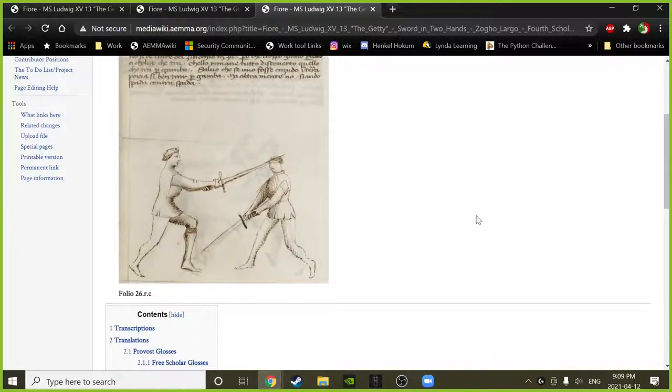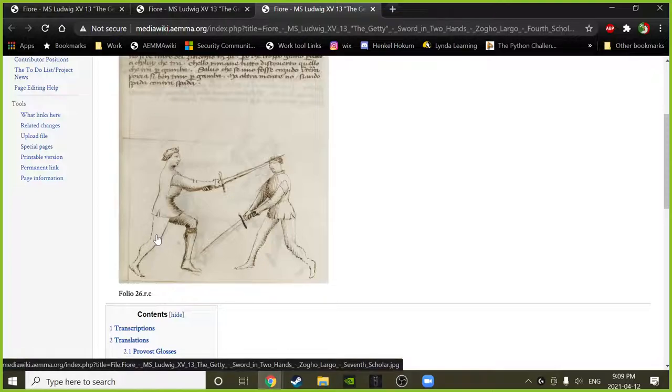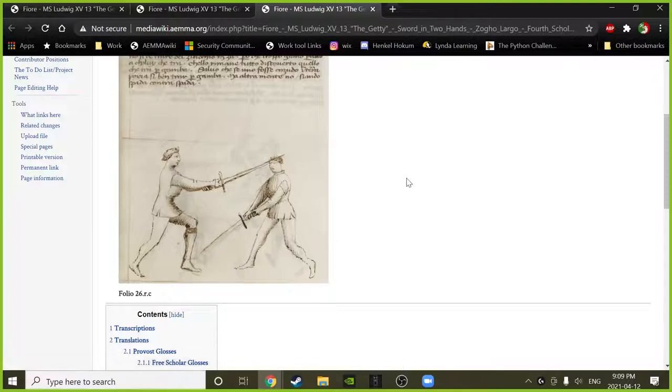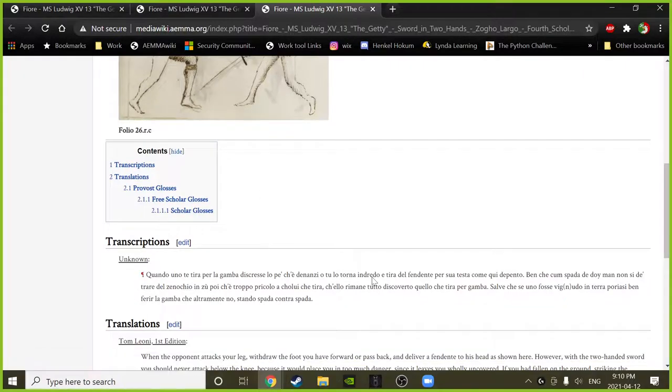So strictly speaking, what Fiore is saying is, if somebody is attacking your leg, and the leg that he's attacking in this case is the right leg here. That's the leg he's attacked. What you're going to do is you're going to pass backwards with that leg, voiding it entirely. And you're not going to engage the enemy's sword, but instead you're going to threaten their head with a cut. If you get it, great. If you don't, you don't. So this tells us a couple really interesting things. The first thing is that with respect to leg shots, he doesn't say don't do them.